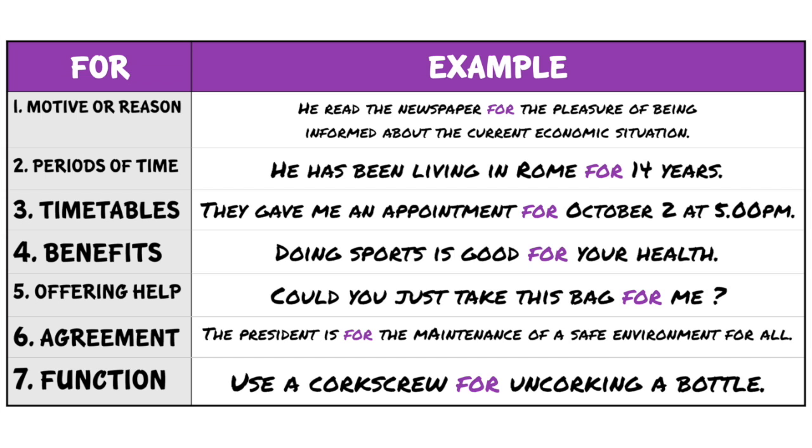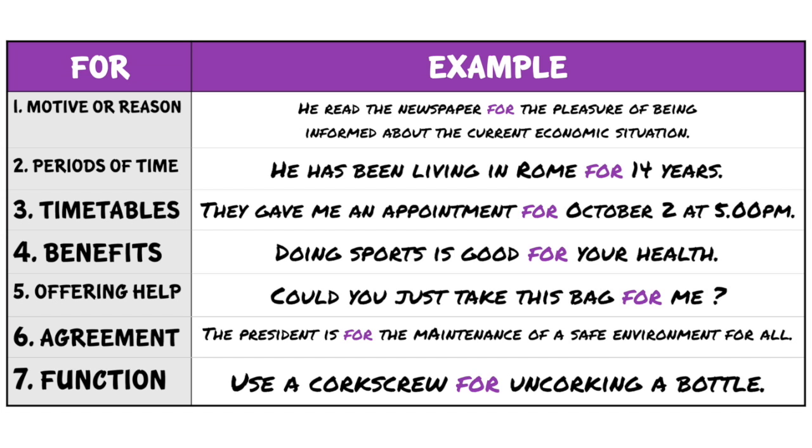We also use for to show periods of time. And the example I wrote, he has been living in Rome for 14 years. So the duration here, for 14 years. So periods of time, duration. We use for also when we talk about timetables. And the example was, he gave me an appointment for October the 2nd at 5 p.m.